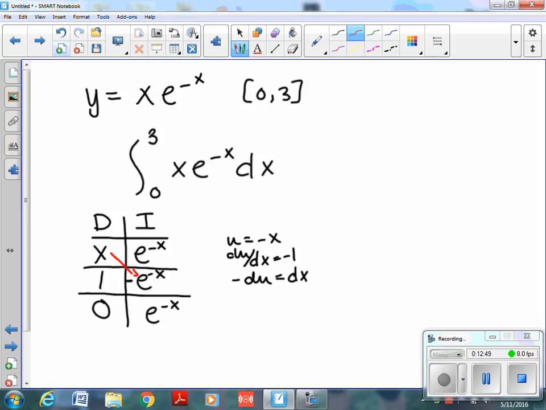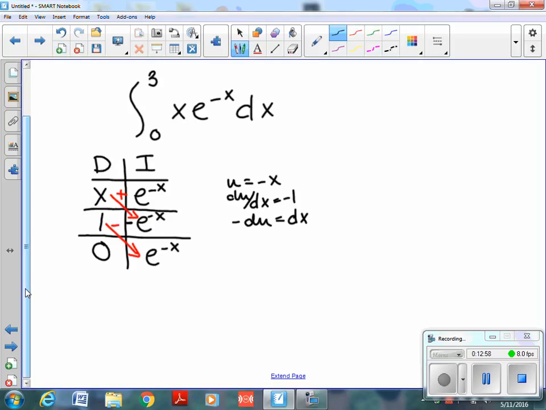And now I'm going to do my tic-tac-toe method. These two go together with the plus. These two go together with the minus. So, I'm going to write it down here. It's going to be a negative x e to the negative x. This is going to be a negative e to the negative x, and I'm integrating this from 0 to 3.